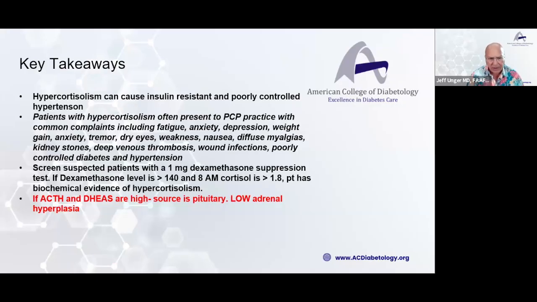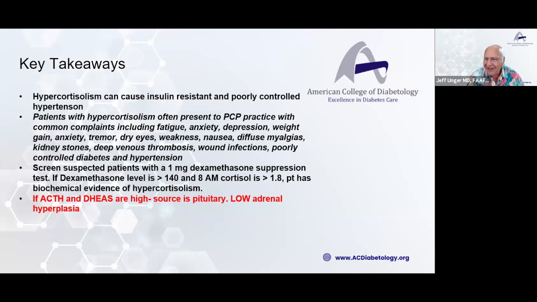Here's our key takeaways. Hypercortisolism can cause insulin resistance and poorly controlled hypertension. Patients with hypercortisolism present not to the endocrinologist, but to primary care with complaints including fatigue, anxiety, depression, weight gain, even on GLP-1s. They are anxious. They're always looking around, saying, "What's going on?" They're nervous. They're tired. They have dry eyes. They're weak. They're nauseated. They have myalgias everywhere in the body. Hurts. They're weak. They can get deep venous thrombosis, wound infections, poorly controlled diabetes and hypertension.